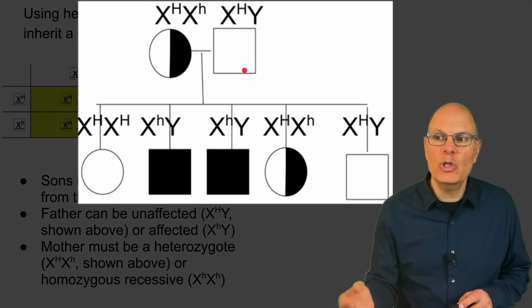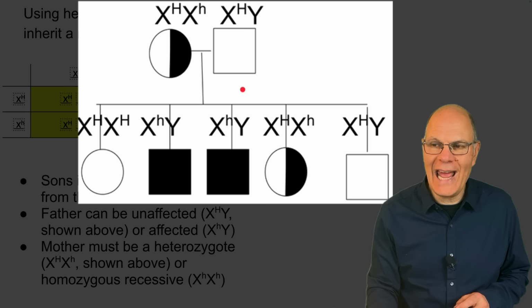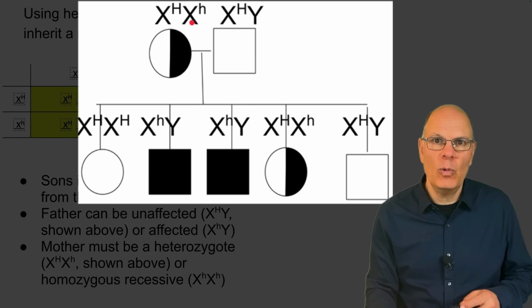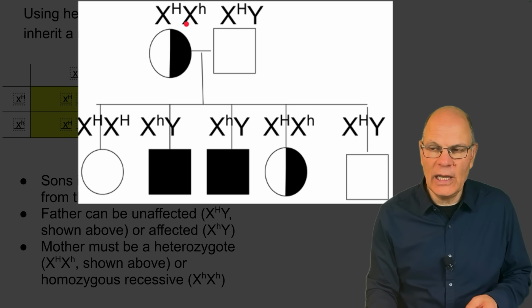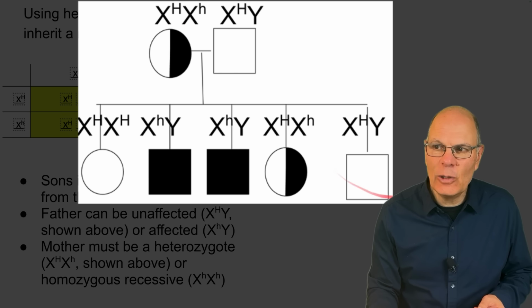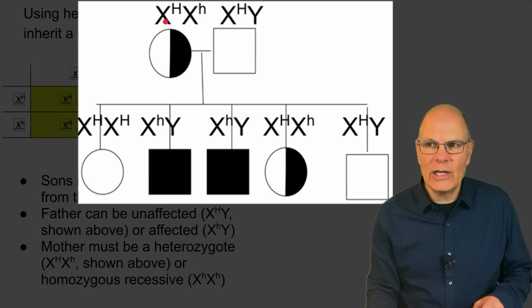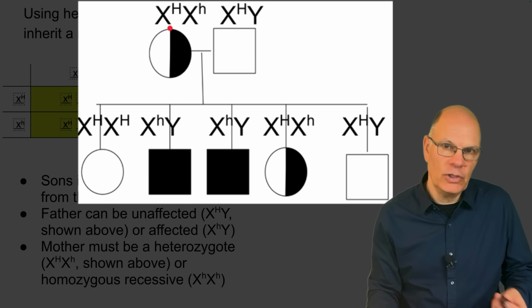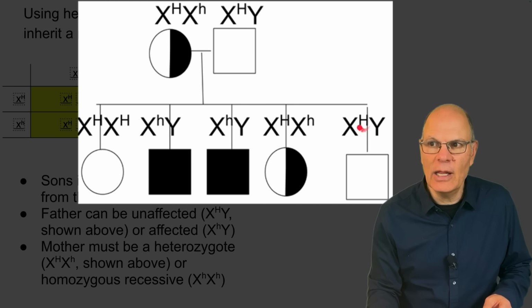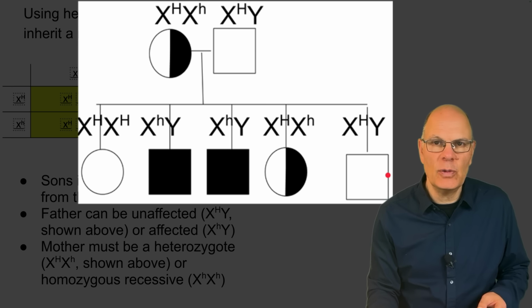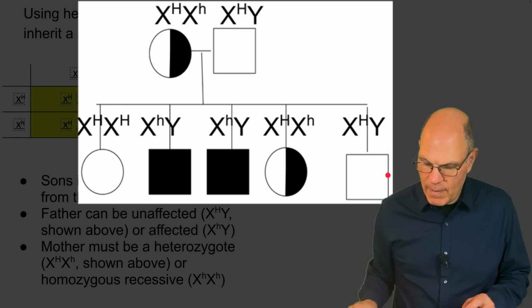This daughter over here is a carrier. She received the normal X chromosome from her dad and an X chromosome with the mutant hemophilia allele from her mom. And here we have a son who inherited the normal X chromosome from the mom. She had one of two to give. He got lucky, and the Y chromosome from the dad. So he's a normal young male.